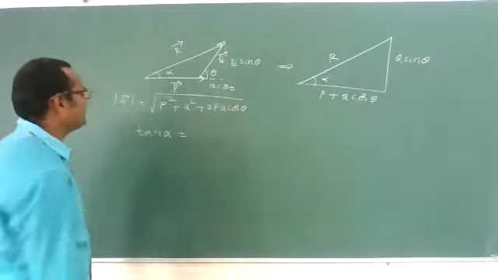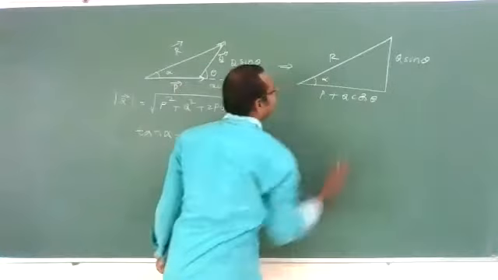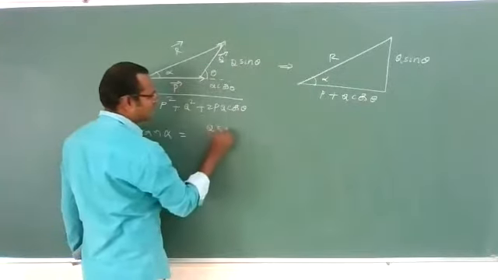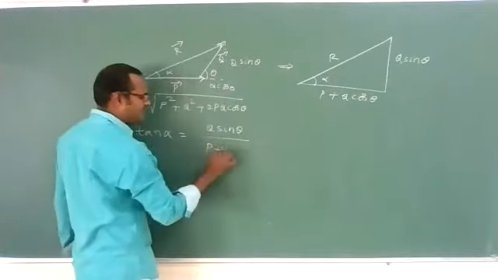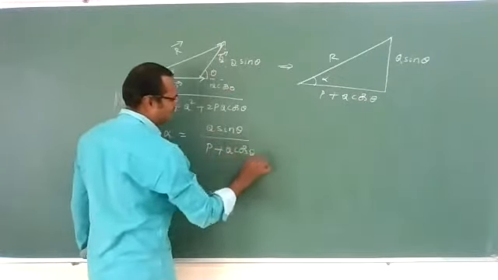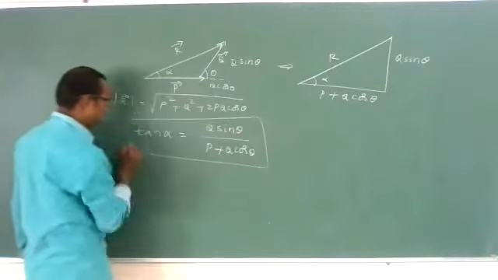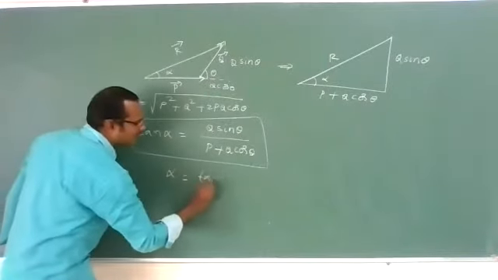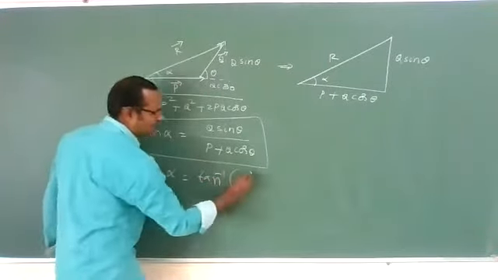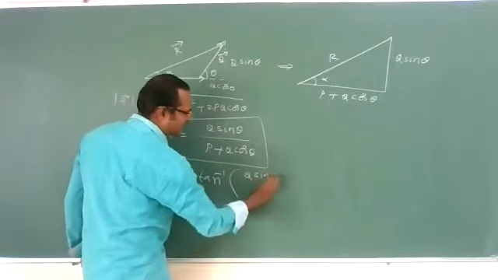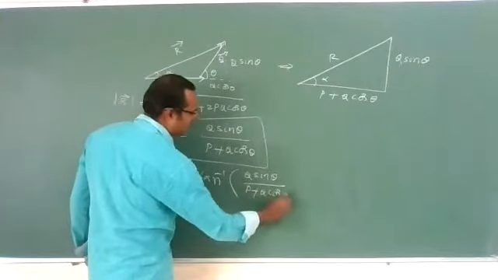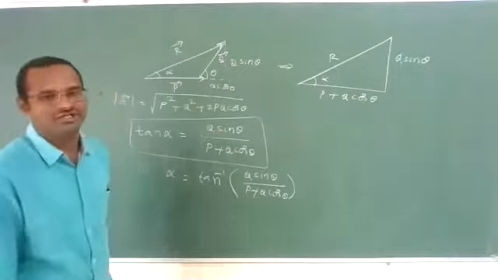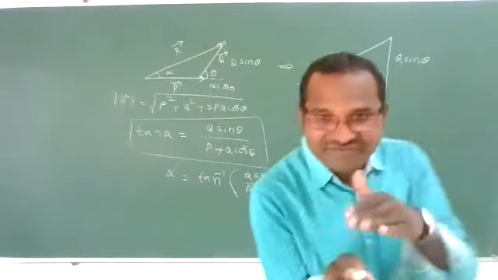Now take tan alpha from that. Tan alpha is the opposite side, q sin theta, upon the adjacent side, p plus q cos theta. So alpha is equal to tan inverse of q sin theta upon p plus q cos theta. Yes, this will give the direction. Means this alpha, from where?